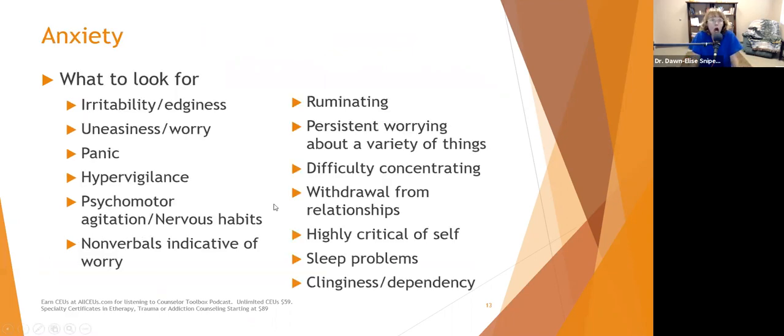Anxiety is another common thing that you're going to see in practice and on the test. What to look for: irritability and edginess. I want you to think about times when you get anxious. Are you patient? Are you as tolerant of things? Probably not. So put yourself in this person's shoes. Irritability and edginess, uneasiness or worry.